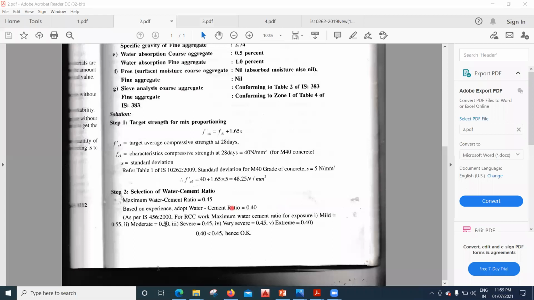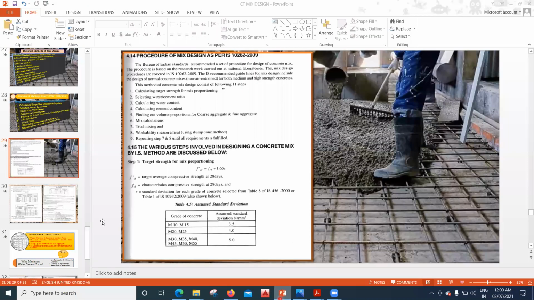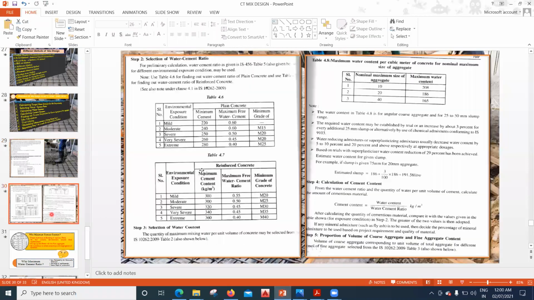Yeah. So as per IS 456 2000, for RCC work, the maximum water cement ratio for exposure condition is given. If it is a mild exposure, it has to be 0.55. If it is moderate, 0.50. Severe, it is 0.45. Very severe, it is 0.45. And extreme, it is 0.40. We already saw where we got this, but I'll show it once again. For RCC, this is table 4.7. For reinforced concrete, this is my exposure condition: mild, moderate, severe, very severe, and extreme.